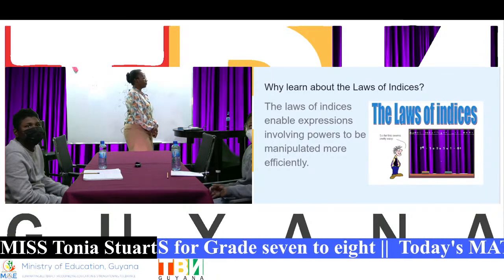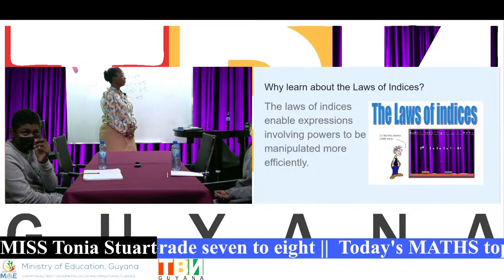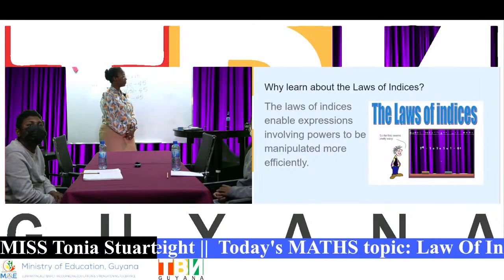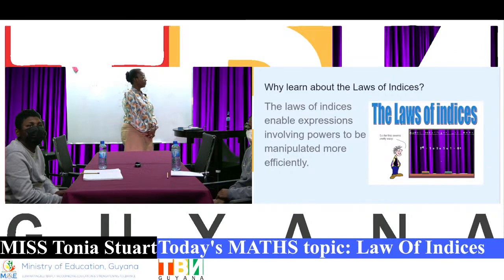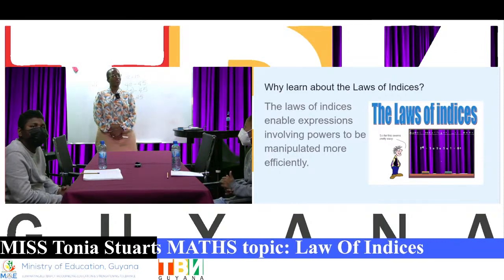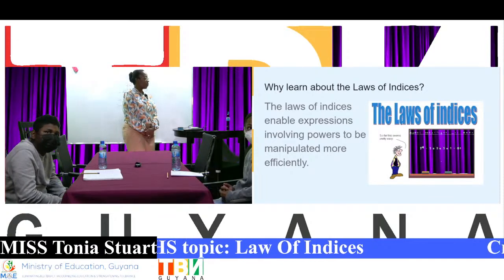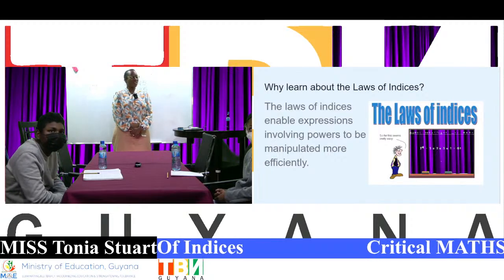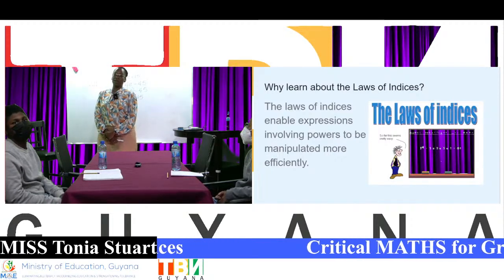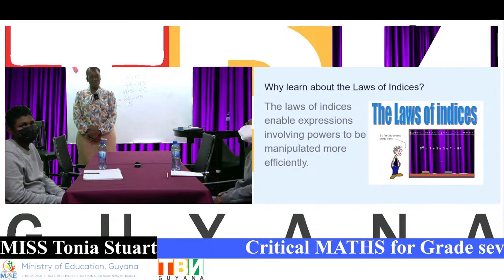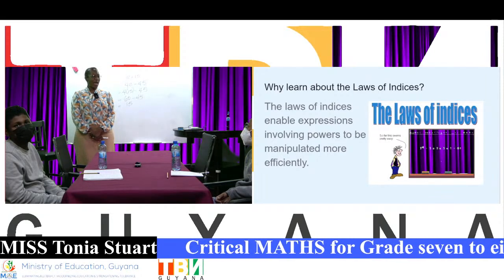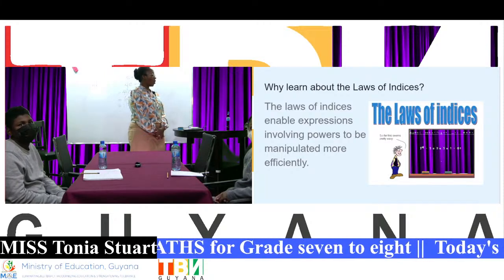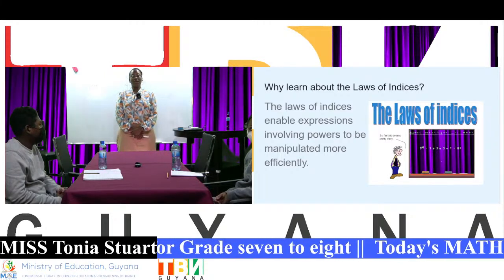Why learn about the laws of indices? The laws of indices enable expressions involving powers to be manipulated more efficiently. All right, thank you very much. So let's look at the example. We have 3 to the 4th power. And 3 to the 4th power is just like writing 3 multiplied by 3, multiplied by 3, multiplied by 3. And when we expand it and we do the multiplication, our answer will be 81.